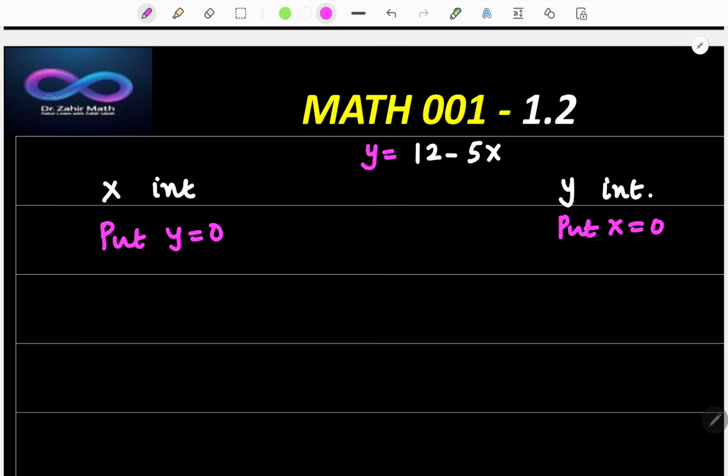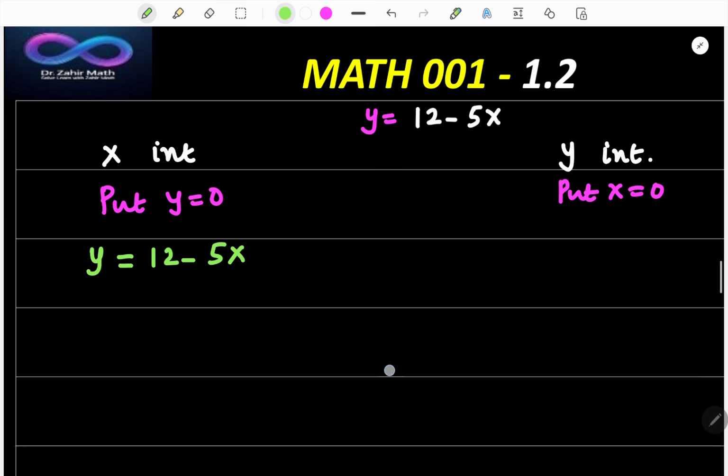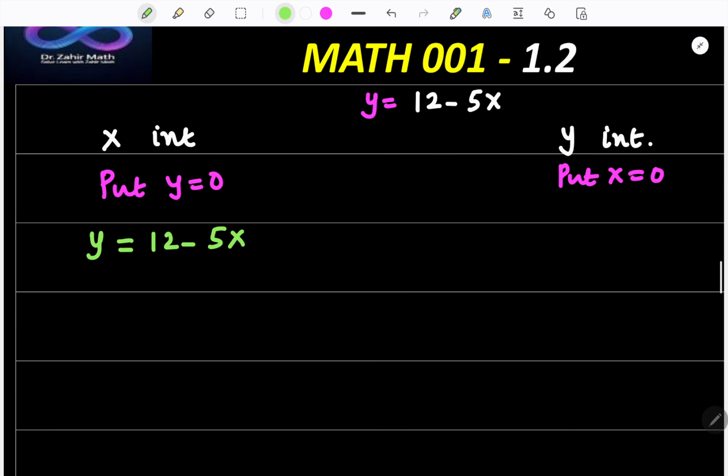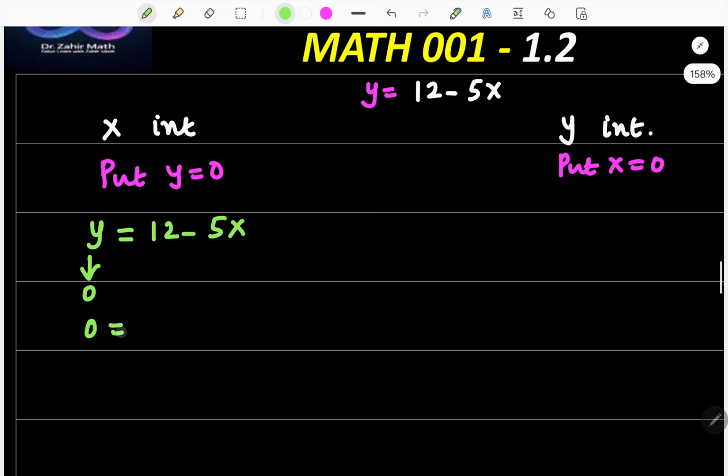Right? Yes. Now let us start the solution. So what is your equation? Y equals 12 minus 5x. What are you going to do? Put y equal to 0. When I put y equal to 0, we will get 0 equals 12 minus 5x.